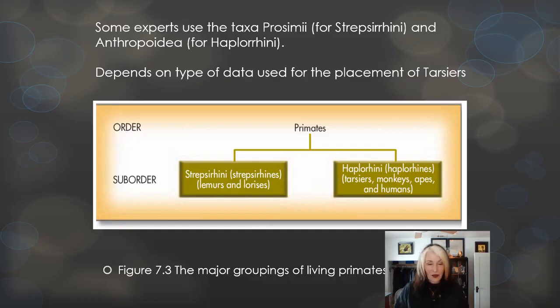Things that evolve early are ancestral. Things that have evolved more recently are called derived. So let's move on and see what is really being referenced in Strepsirhine versus Haplorhine.